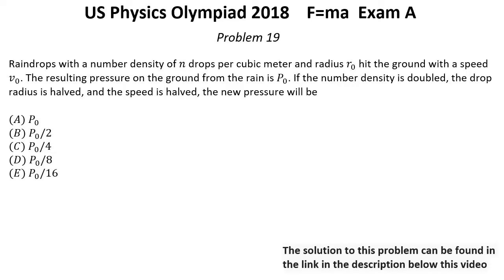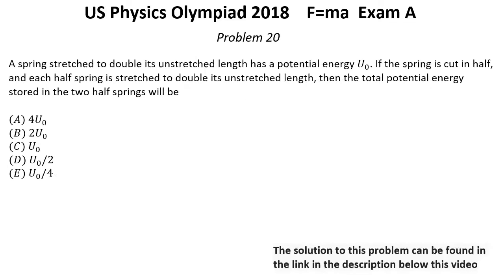Each drop has 1/8 the mass and 1/2 the speed. So it means that the momentum is 1/16. The rate at which they hit the ground is the same, since the number density is doubled, but the speed is halved. Thus, the pressure is P0/16. That's answer E, and this is the correct answer for problem number 19. Problem number 20.